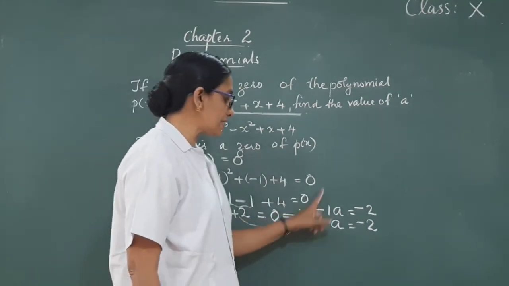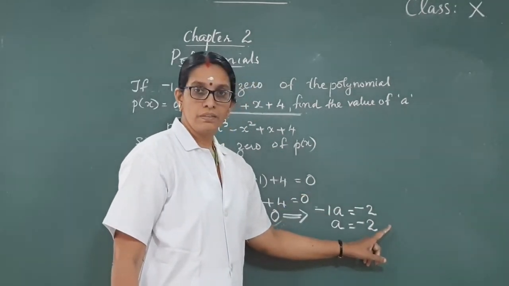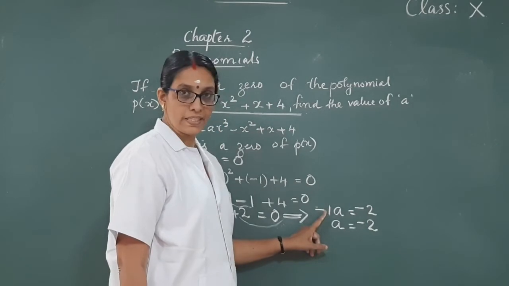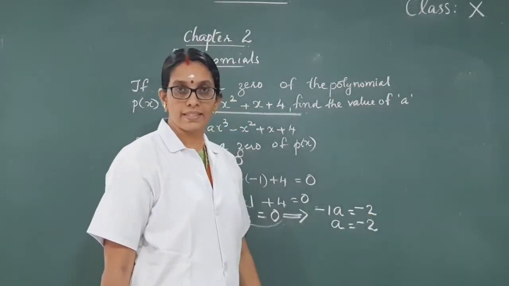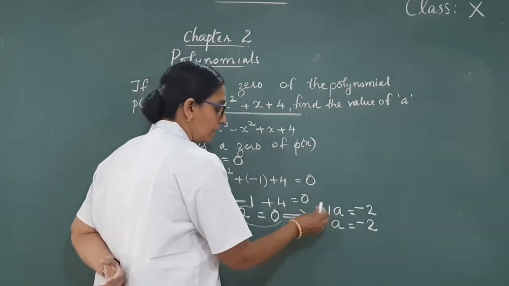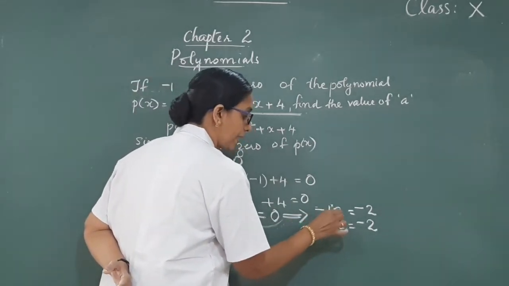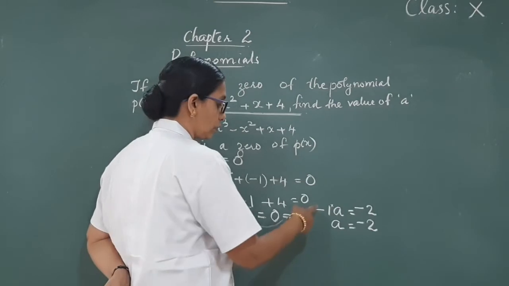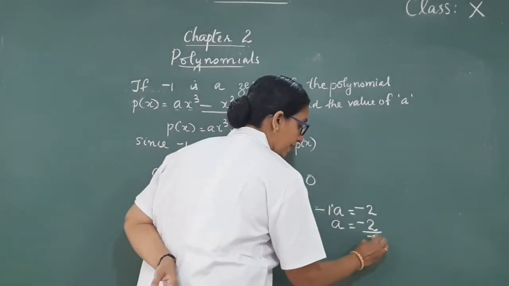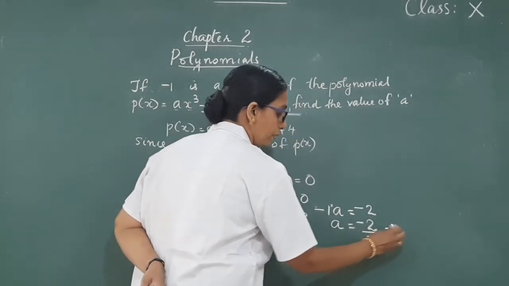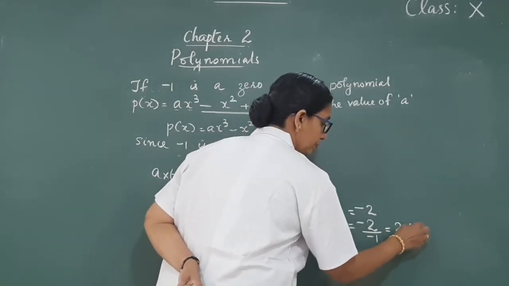Can we take this as plus 1 there? No. Here, whatever operation is done, its opposite operation will come to the other side. So here minus 1 is multiplied with a. So multiplication will become division. So it is minus 1. So minus 2 by minus 1 is 2.